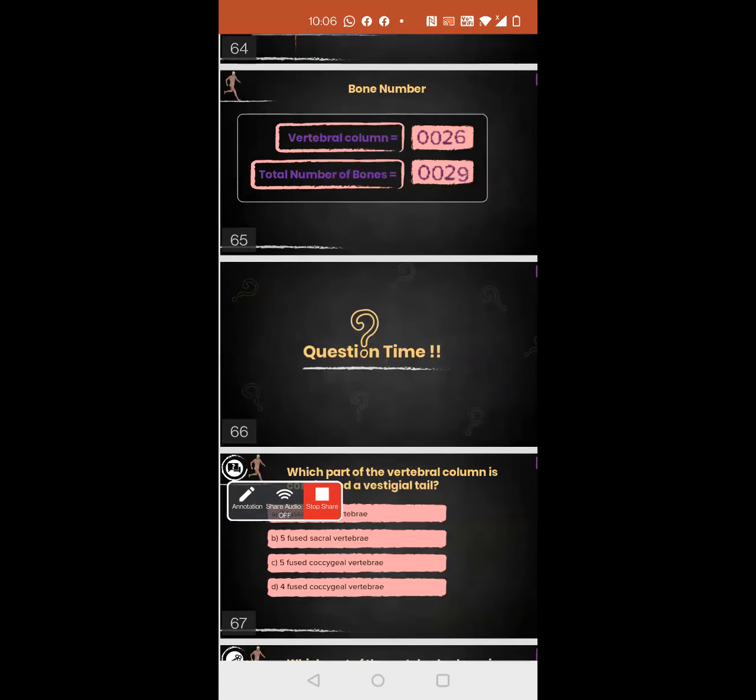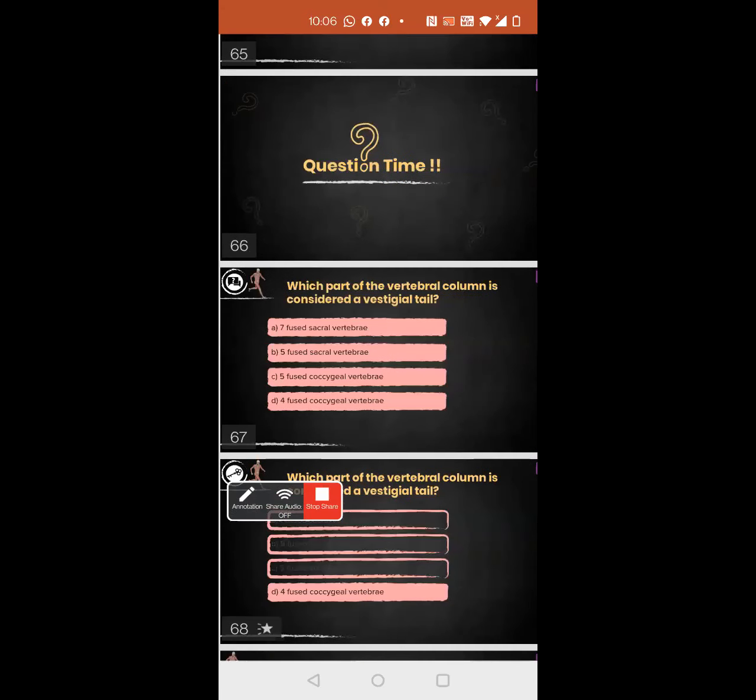And up to the thoracic region, how many vertebrae do you have? Up to thoracic, 7. Ma'am, till thoracic, no. Thoracic means, only up to thoracic means only cervical. So 7. Okay. Up to lumbar? 7 plus 12, 19.